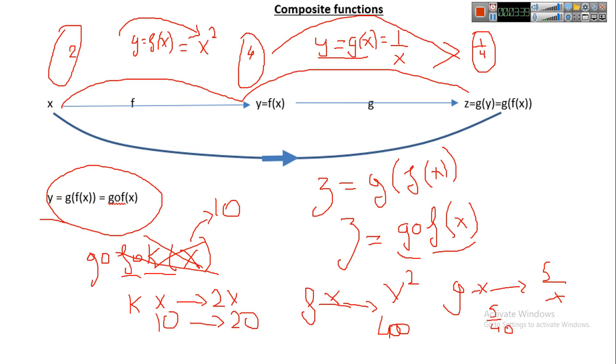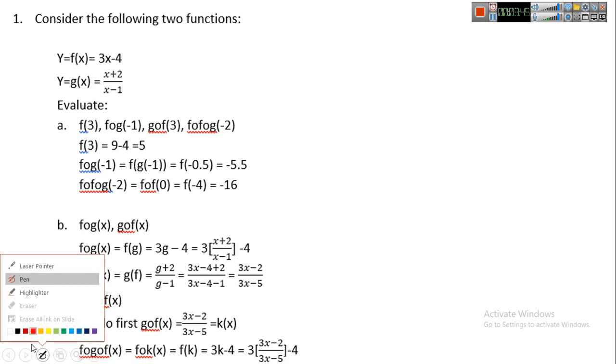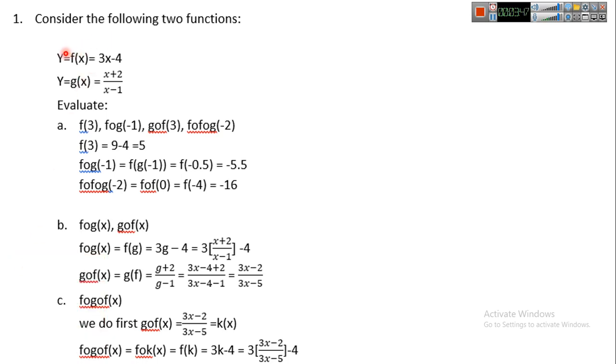So composite function is a relation between functions. Let us take an example. Let y equal f of x equal 3x minus 4 and y equal g of x equal x plus 2 over x minus 1. Find first of all f of 3. F of 3 is very simple. You replace x by 3. 9 minus 4 is 5.